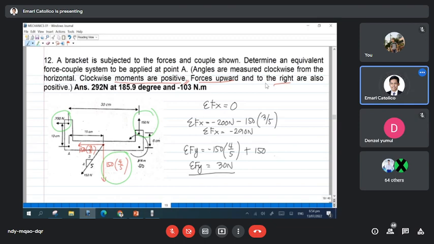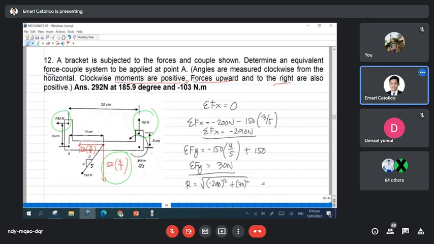So, ano bang tanong dito? Determine an equivalent force couple system to be applied. Okay. So, ang hinahanap dito is yung resultant and yung moment. Okay. So, meron ka ng summation of f of x, meron ka ng summation of f of y, makukuha mo na si resultant. So, resultant is square root of negative 290 squared plus 30 squared.